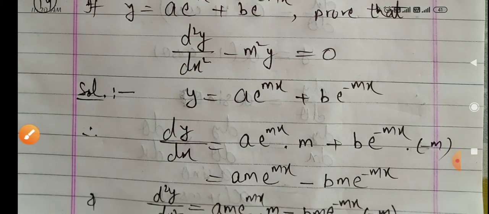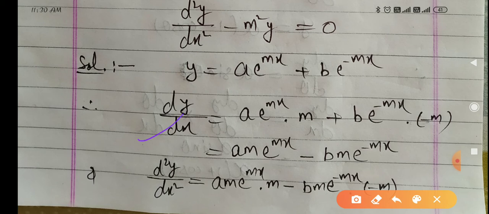Find the first derivative, dy upon dx. A stays the same, because a is constant. The differentiation of e to the power x you know very well. So the differentiation of e to the power mx is e to the power mx, but the differentiation of mx you will do again, so m will come in multiplication because the differentiation of x is 1. In the same way, plus b same, the differentiation of e to the power minus mx is e to the power minus mx, and the coefficient of x will come in multiplication, minus m. So a m e to the power mx minus b m e to the power minus mx.